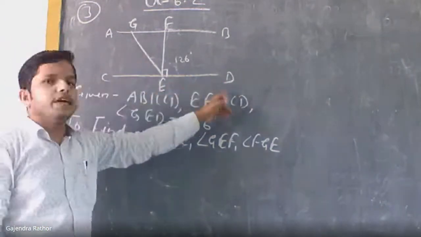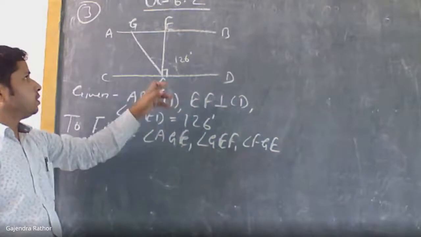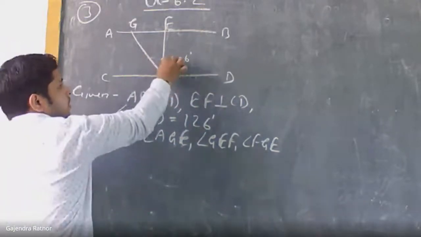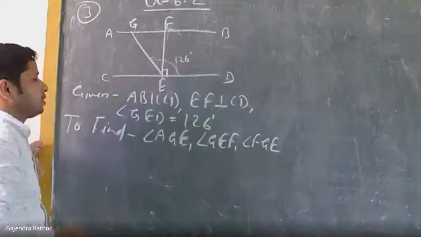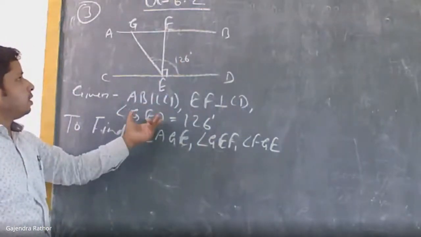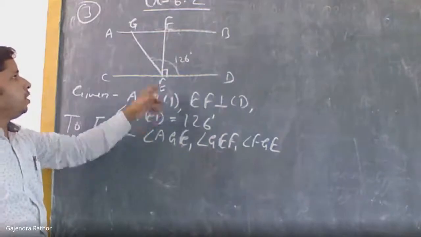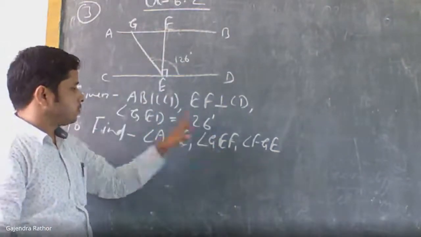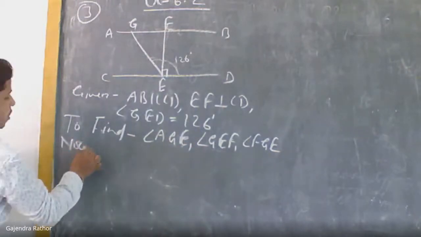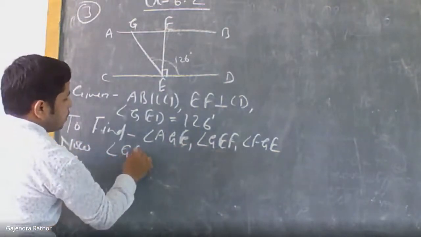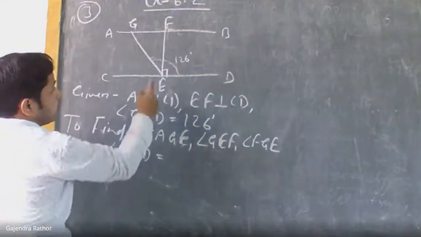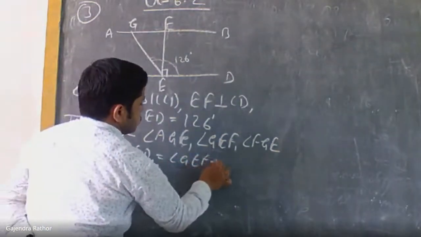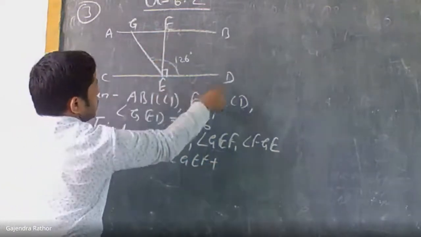First, angle GED is given 126. GED is the sum of two angles. If we subtract one angle from GED, we can get GEF. Now angle GED is equal to the sum of two angles, first GEF plus FED.